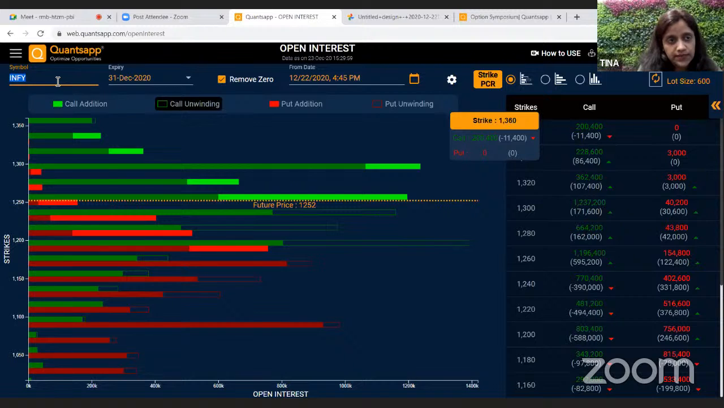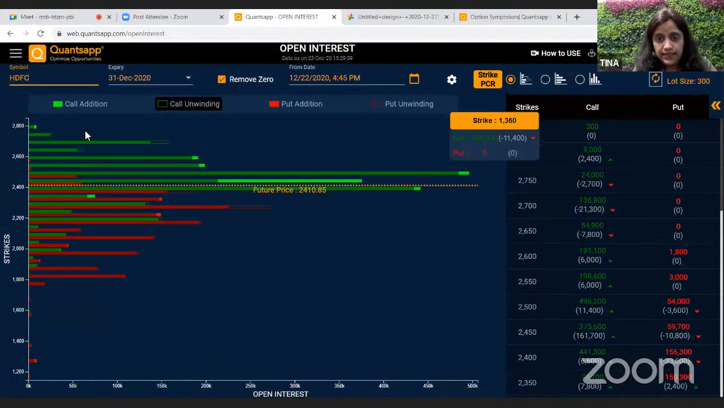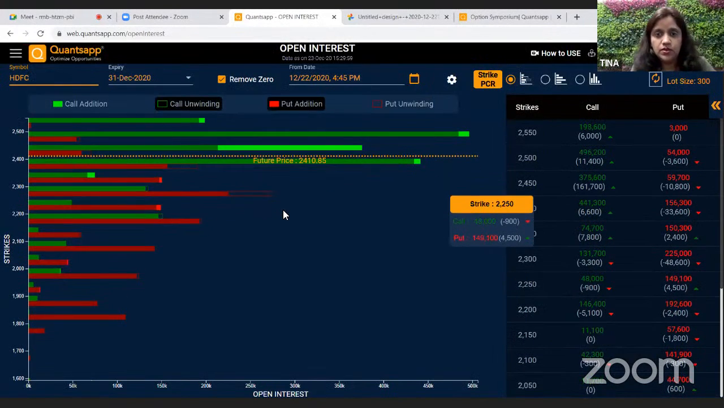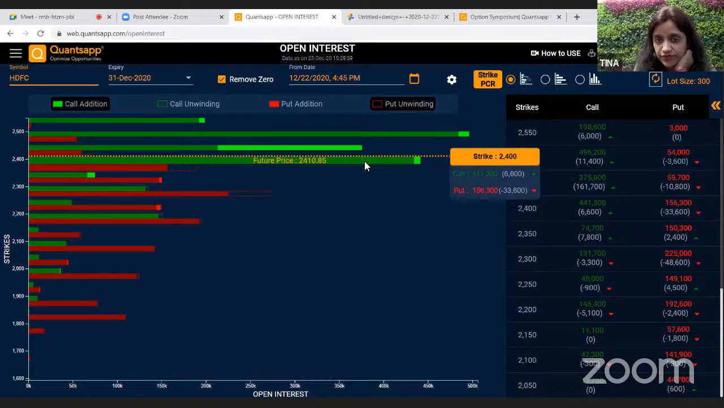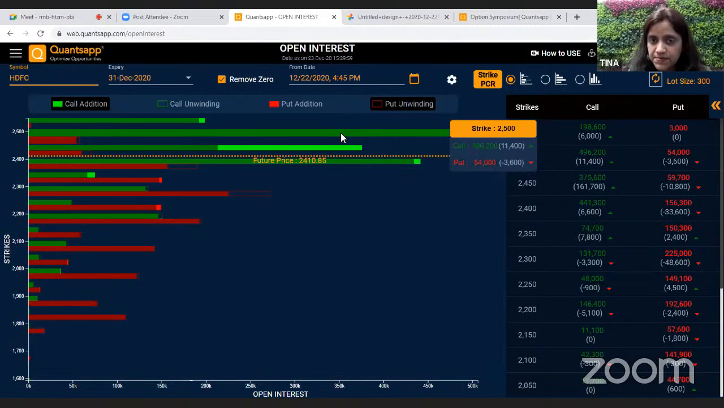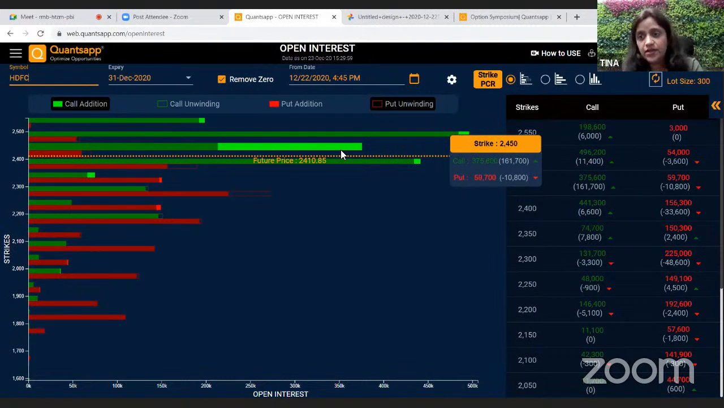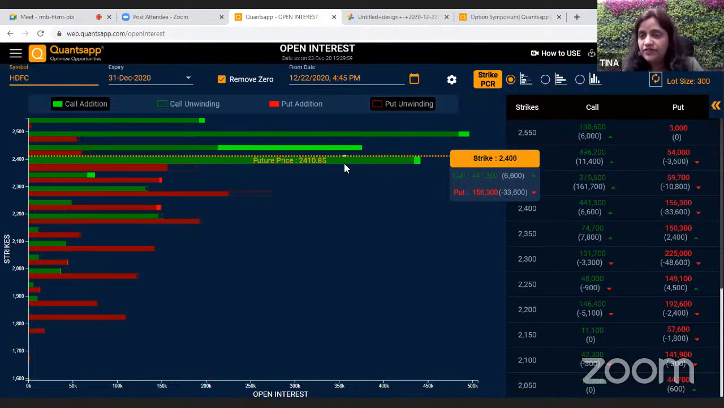So now let's see, HDFC was subdued. Anything concrete we are seeing here? If we look here, price is near the highest call, that's 2400. There is an addition taking place in the 2400 call strike, and unwinding taking place in the 2400 put. So addition in call, unwinding in put. That's the first sign of cautiousness. On the upside, if you look at 2450, significant call addition. So you have a range of call writers standing up.